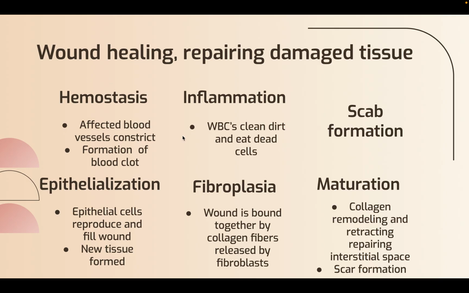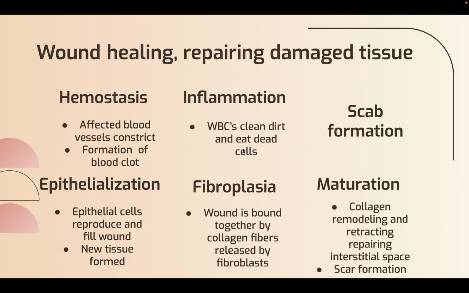You have hemostasis, which is when those affected blood vessels that are damaged constrict, and eventually you're going to have the formation of a blood clot, or a platelet plug, sometimes you'll hear it called. That blood clot consists of fibrin, which is a protein, blood cells, and some platelets also. Then you have inflammation occur. White blood cells rush to the area. They clean the dirt. They eat those dead cells out. And then a scab forms once that all dries up.